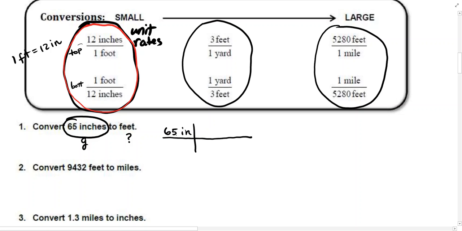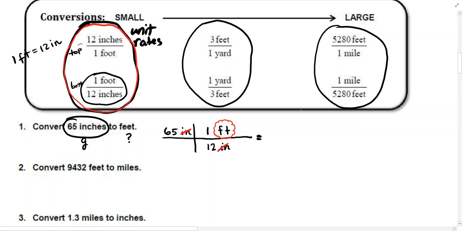And so we have inches, 65 inches. So we want to make sure that the unit rate that we choose has inches in the bottom. And so the one that has inches in the bottom is this one. It has 1 foot on top and 12 inches on the bottom. Right? The inches are going to cancel. And now we have the unit that we wanted, which is feet. So we are done. Now we just need the calculator.